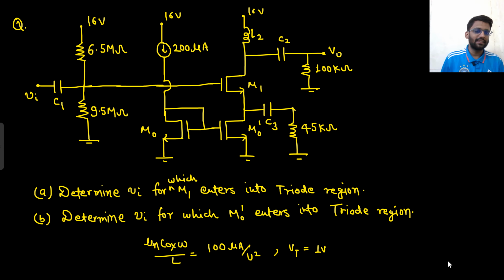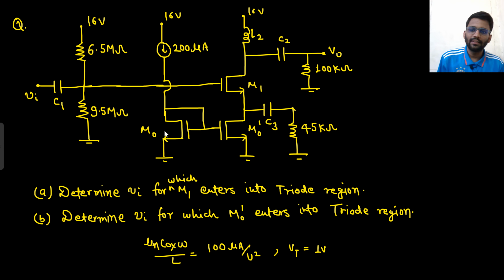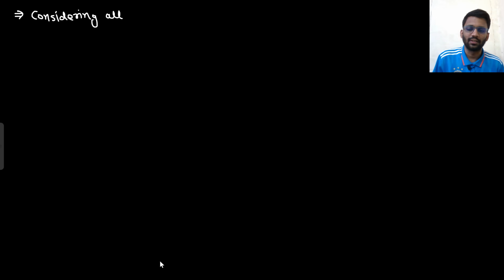So let's do the DC analysis. M naught is certainly working in saturation region because gate and drain are shorted. Considering M1 and M naught dash are working in saturation region.